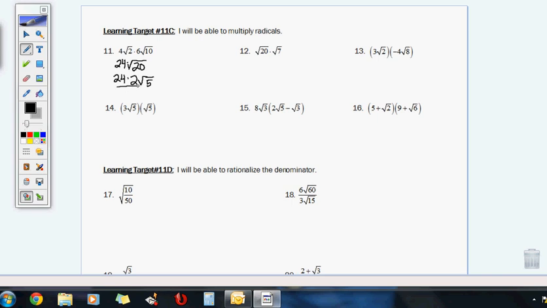So now we take the outside with the outside, and that's just going to be 48 times the square root of 5, final answer. Okay, that's not the only way to do this problem, but that's the way we've been kind of consistent with it in class.